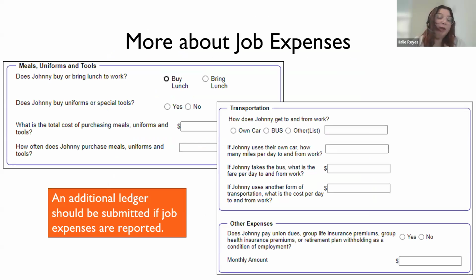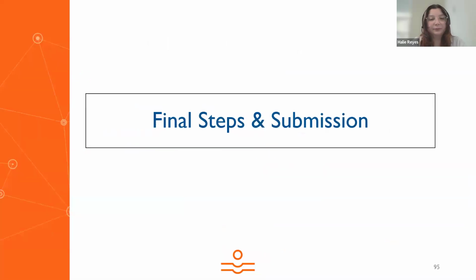If you stated that they do have job expenses, I'll ask some very specific questions, such as if they buy or bring a lunch to work, if they are responsible for purchasing uniforms or any special tools, and I'll ask specifically the cost of those things. It'll also ask about transportation, such as if they own a car, if they take the bus, or any other sort of transportation. How many miles do they drive if they do use their own car, and more. And there is a ledger that you can submit with this as well.